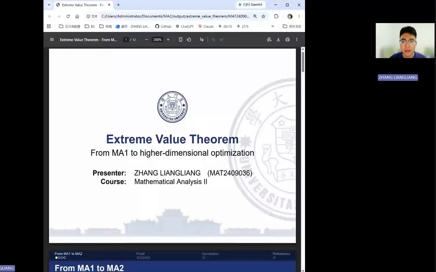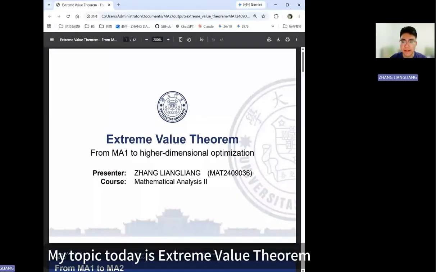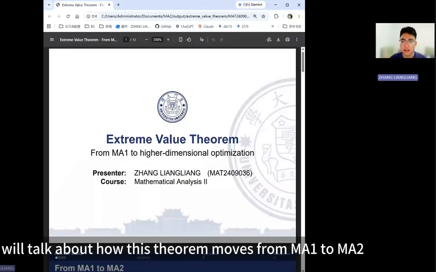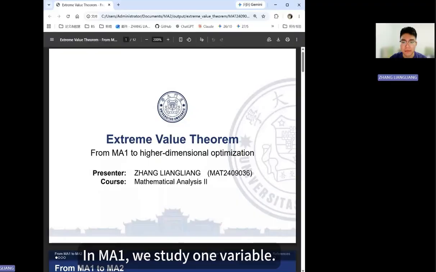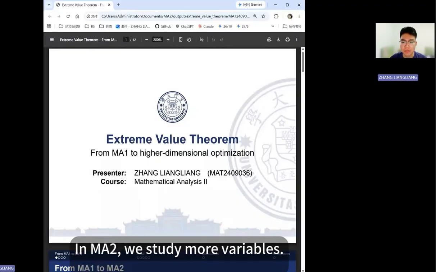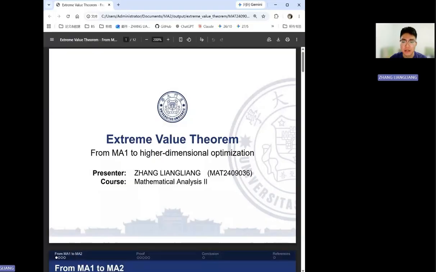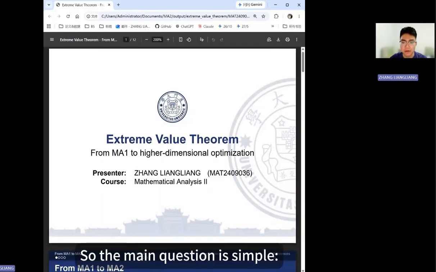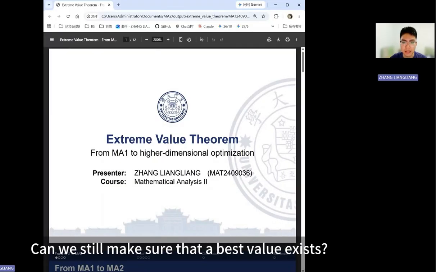Hello everyone, my topic today is the extreme value theorem. I will talk about how this theorem moves from MA1 to MA2. In MA1, we study one variable. In MA2, we study more variables. So the main question is simple. Can we still make sure that a best value exists?